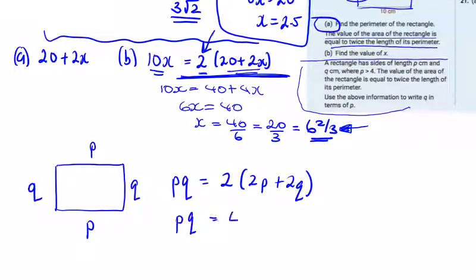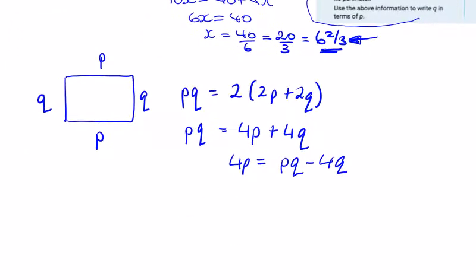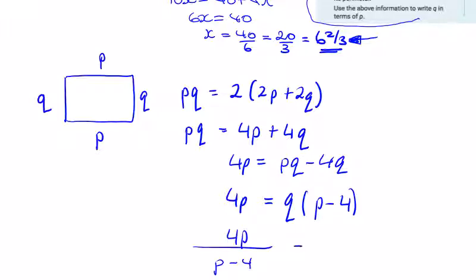PQ is equal to 4P plus 4Q. So 4P is equal to PQ minus 4Q. We can isolate Q here by saying 4P is equal to Q times (P minus 4). So 4P divided by (P minus 4) is equal to Q, and the reason they're saying P is greater than 4 is that this can't be equal to 0 here. It wouldn't be possible. So that's where the 4 comes into it.